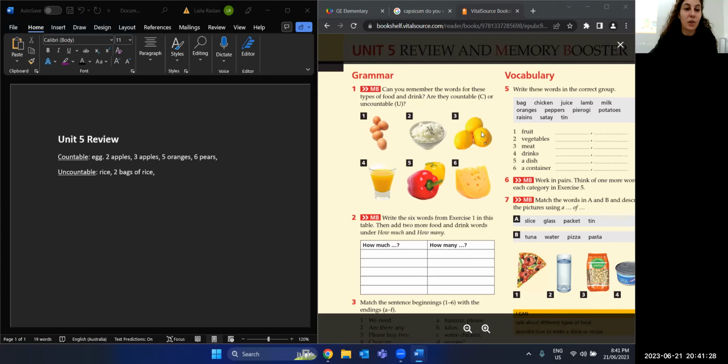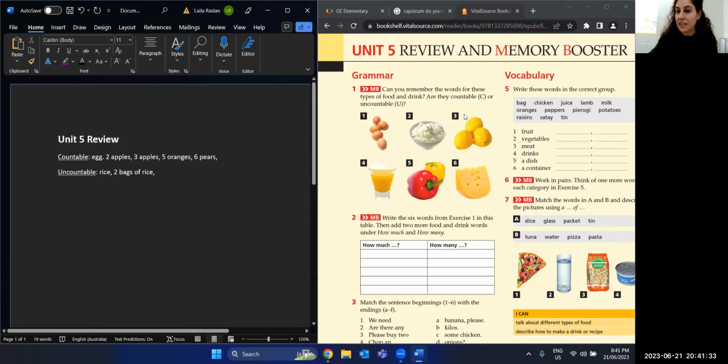Lemon, is that countable or not? It's countable because I can say 1 lemon. There's 3 lemons here. And you can see that there's an S, 3 lemons. How many eggs did we have? 5 eggs. That's countable.